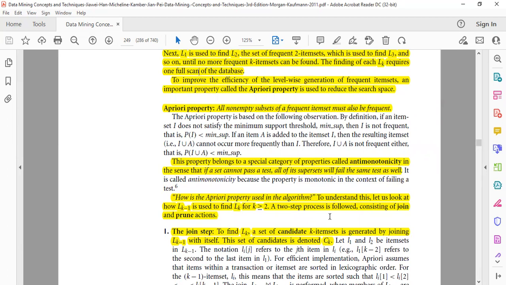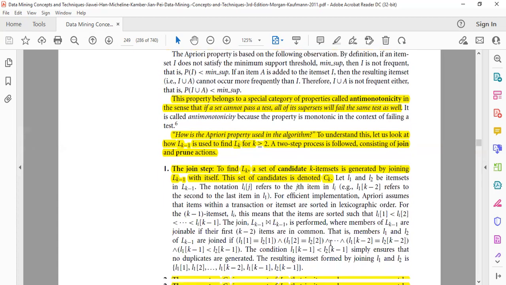This algorithm is a two-step process. The first step is called the join step. To find the item set Lk, we find a candidate k-item set that is generated from the previous item sets. If I am trying to find L2, then I use the L1 sets. I join L1 with L1 to find Lk. This new set generated by joining is termed Ck.